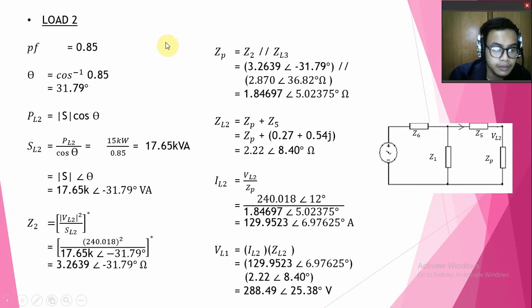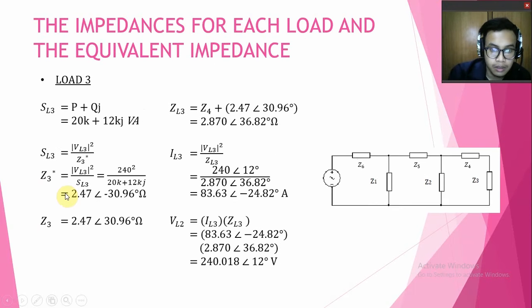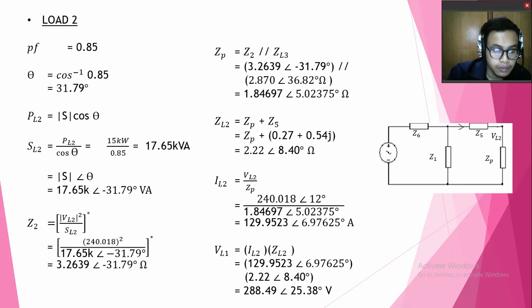After that, we must find the impedance 2 by dividing the voltage at load 2 that we got from load 3, 240.018 angle 12. We just take the modulus and square it, divide by the real power at load 2, and conjugate it, and we will get the impedance 2. After that, we must put Z2 in parallel with the impedance of load 3 that we got in the previous slide.